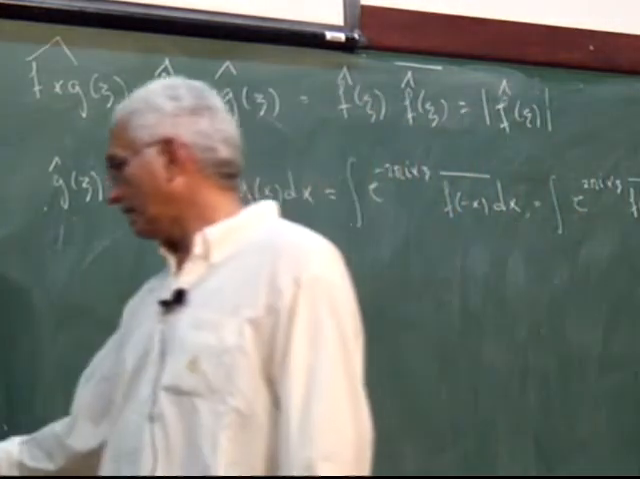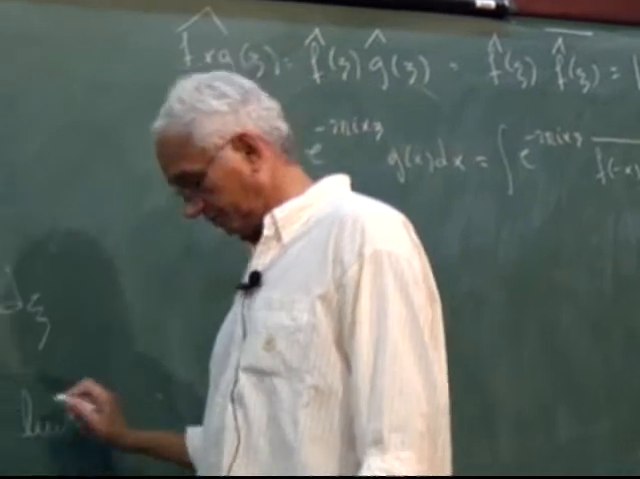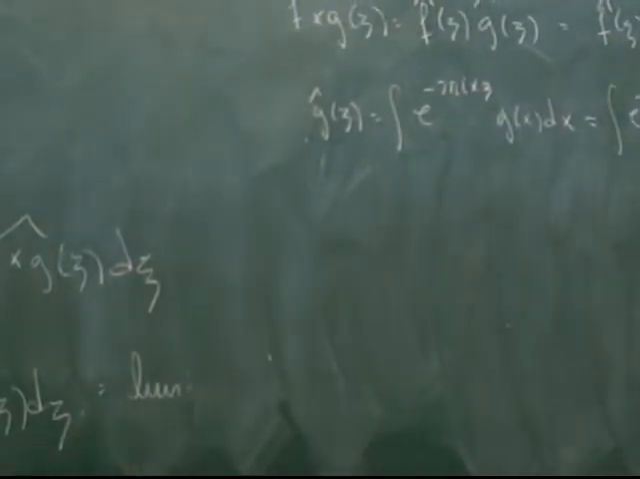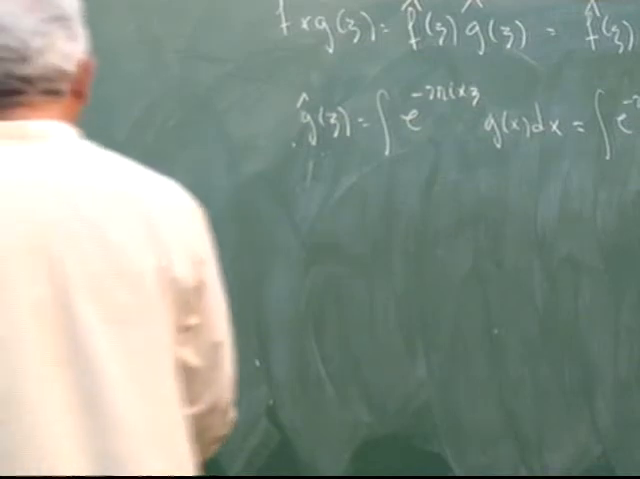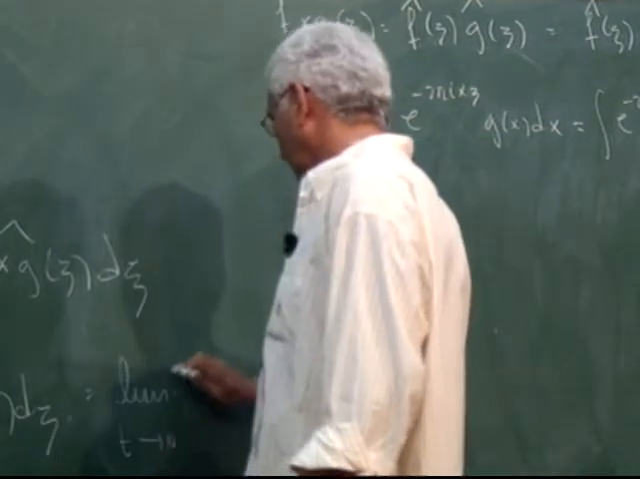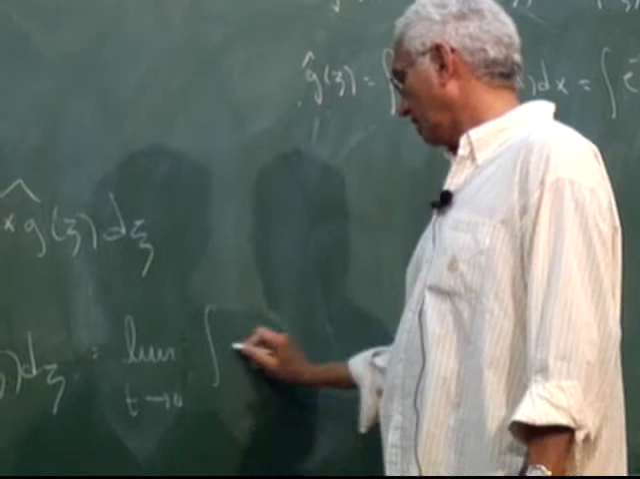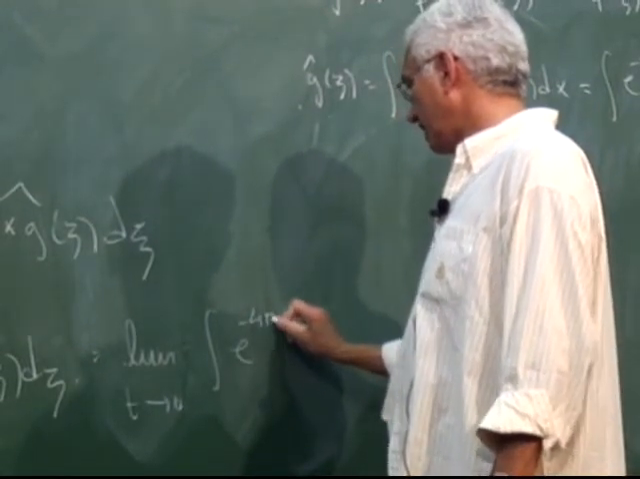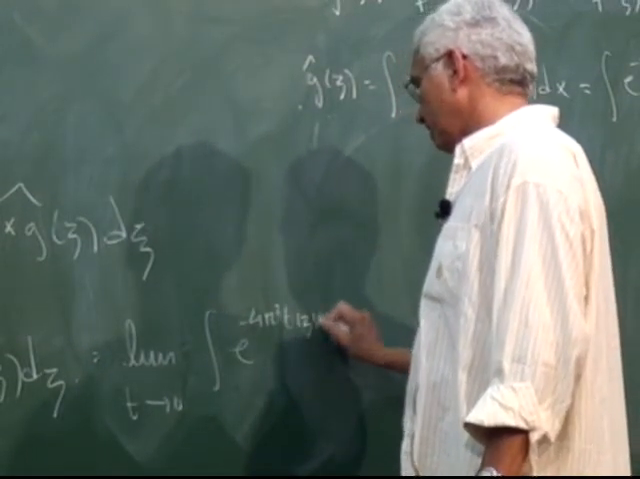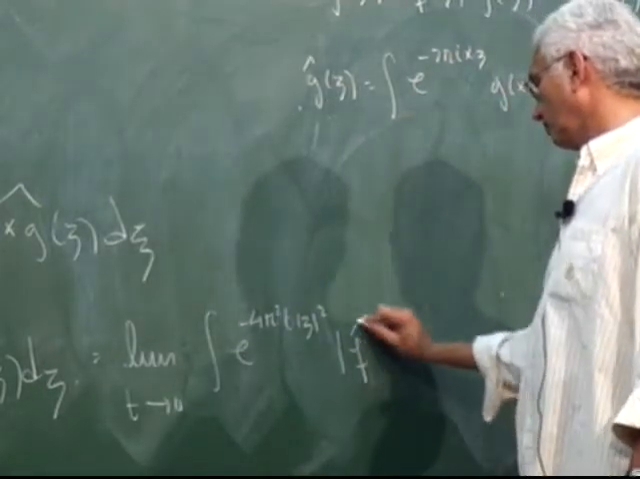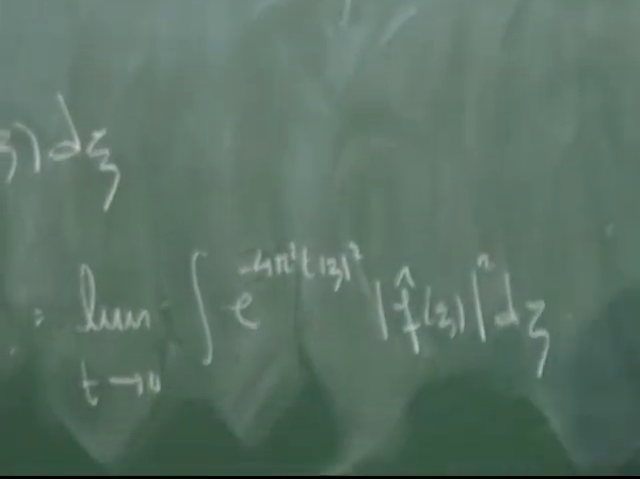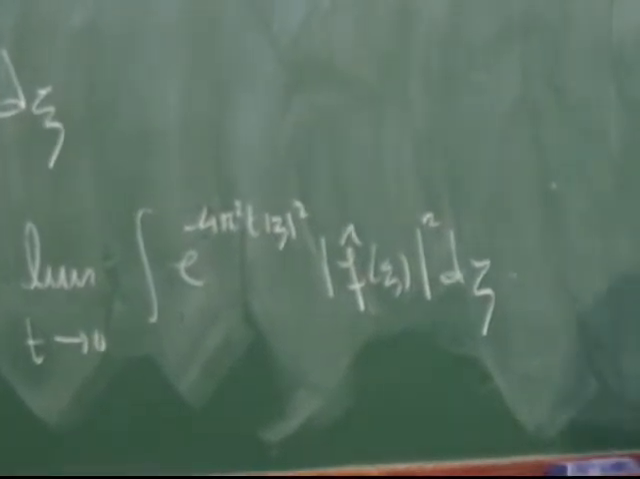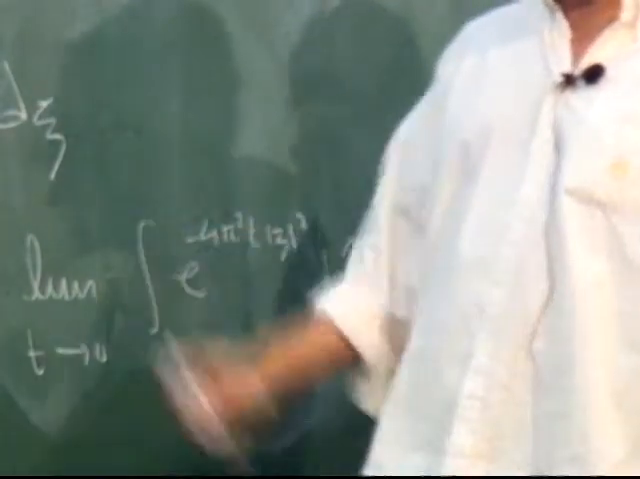Therefore, what you have here is the limit when t goes to 0 of exponential of minus 4 pi squared t ξ squared, times this. Okay. Then this limit exists because we know that from this top.